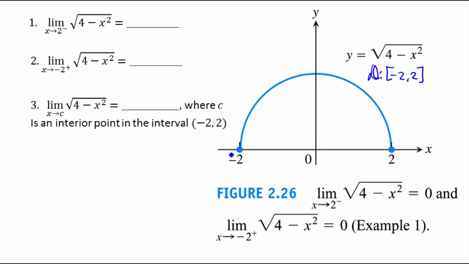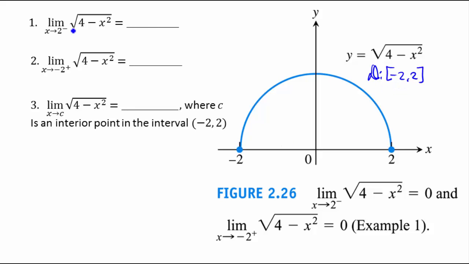Here is another example of a function, which is a semicircle that has a domain from -2 to 2. What we'll be interested in are all the interior points between -2 and 2, as well as the endpoints of our domain.